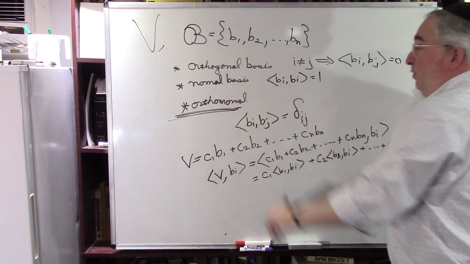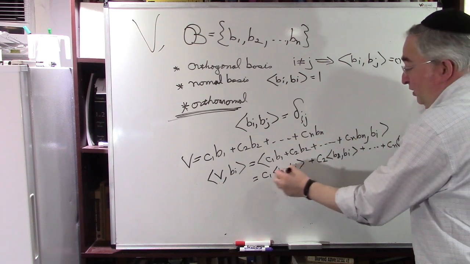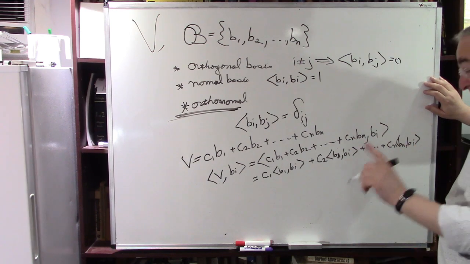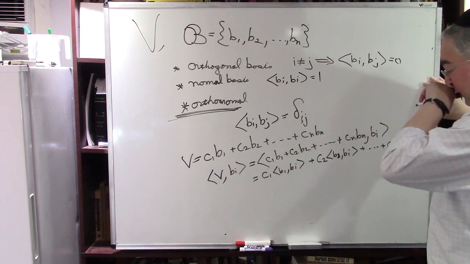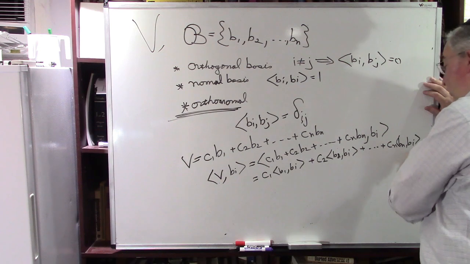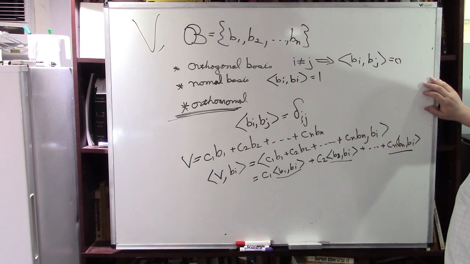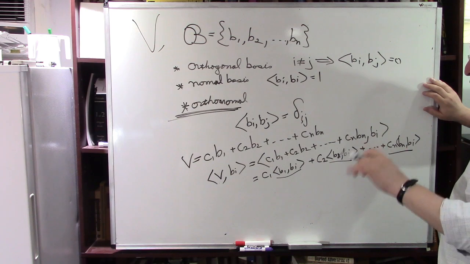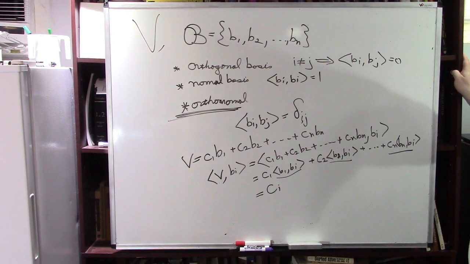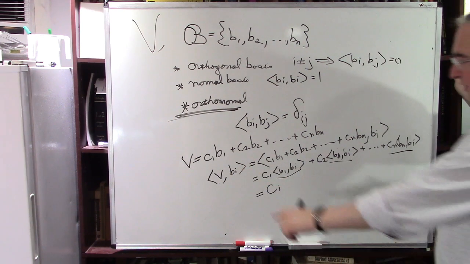Now, the fact that the basis is orthonormal means that if B1 is not equal to bi, this goes to 0. If B2 is not equal to bi, this goes to 0. If Bn is not equal to bi, this is 0. If they are equal, say i is equal to 1, then this goes to 1, this becomes C1, and all the rest become 0. So for most of these terms, they go to 0, except for one, where this is bi. So this whole thing is going to equal Ci, in other words, the coefficient of bi in the vector v.